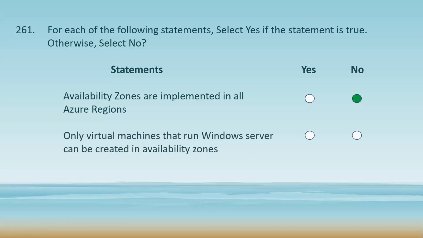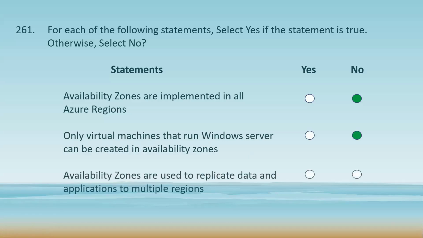Now, the next statement is only virtual machines that run Windows Server can be created in availability zones. And friends, this statement is also incorrect. You can run Linux VMs as well in availability zones.